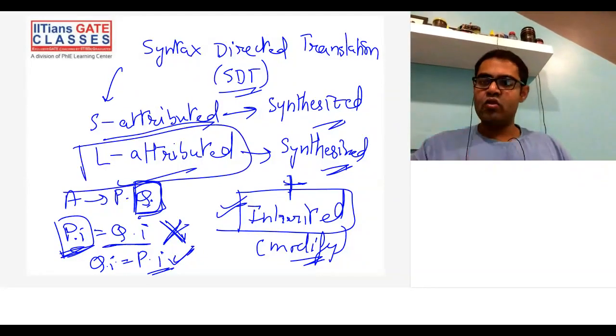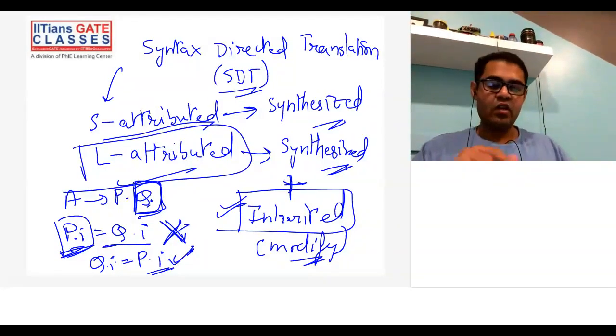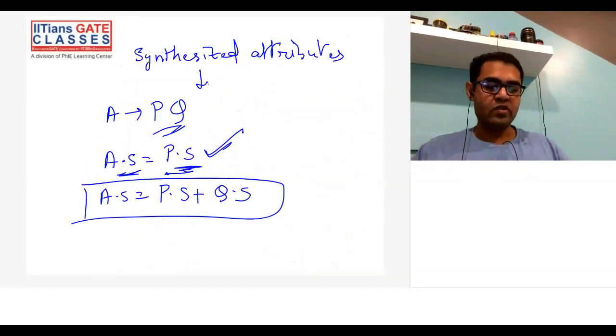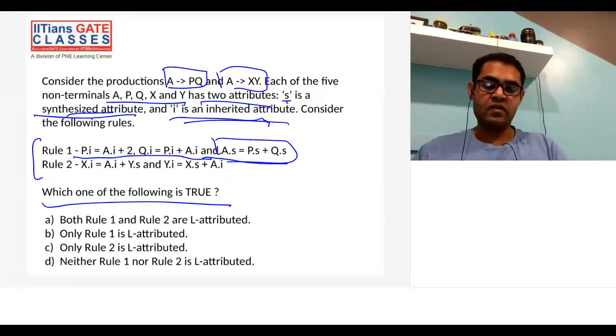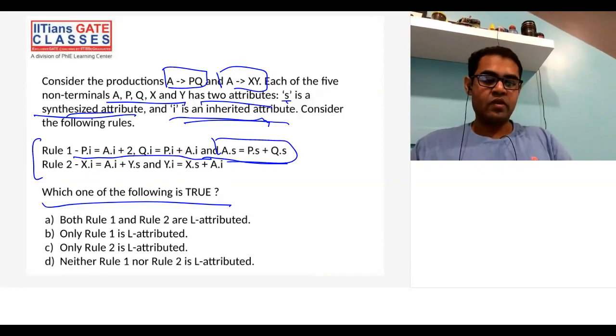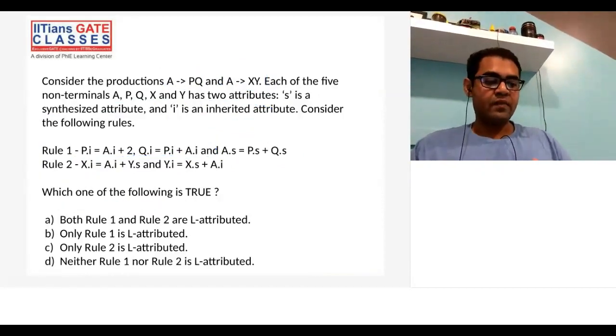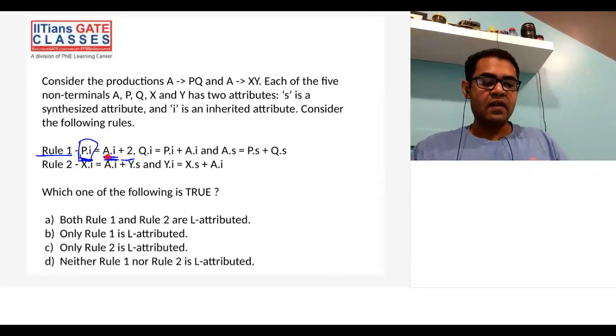All these concepts are required to solve the question which I have discussed, the last question for 2020. Now see, check rule number 1. It is saying inherited attribute P dot I is equal to A dot I plus 2, which is fine. So P can take value from its parent.